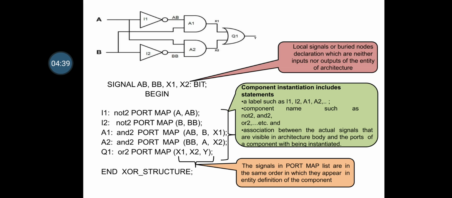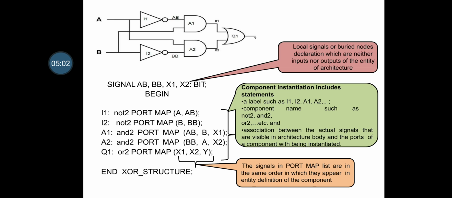All these are intermediate signals generated by the gates, and this has to be declared inside the signal. So signal we are going to declare here AB, BB, X1, X2. It is a single bit, so we have declared it as a bit, and then we are going to start with the begin.